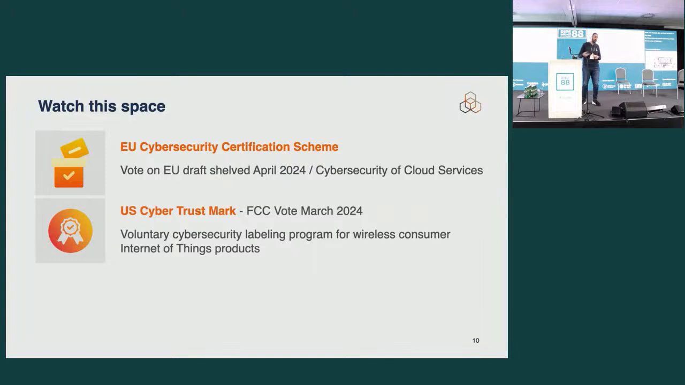So the FCC actually voted on this in March 2024. It will come into effect a little bit later on in this year. What they define is a voluntary cybersecurity labeling program for wireless consumer Internet of Things products. Just like back in the days when we used to go to our favorite electronics shop and get a router that says this is Wi-Fi Alliance certified or whatever the case is, they will have a new label there, which is called the US Cyber Trust Mark.